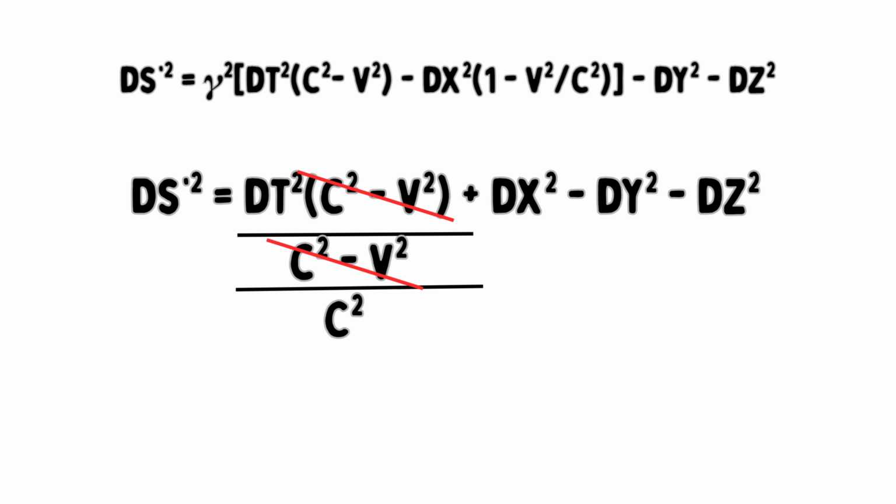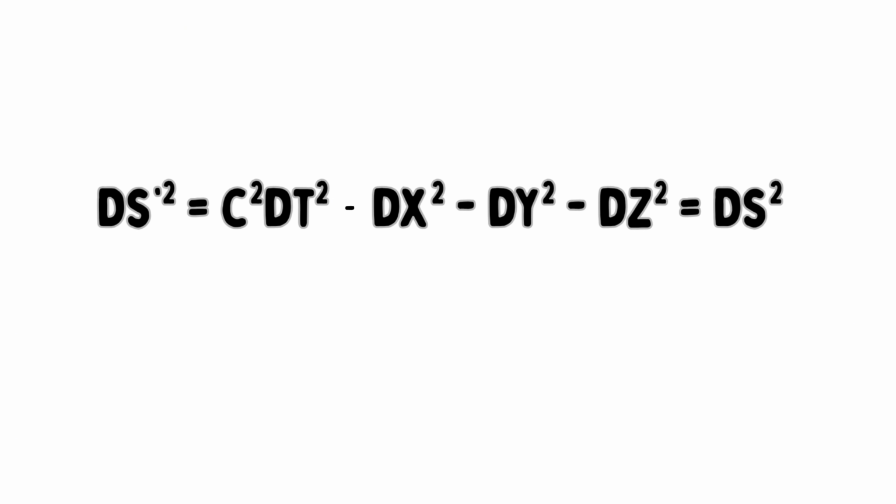Finally, if we take the 1 in the denominator and we just convert it to c squared over c squared, we get c squared minus v squared over c squared as a denominator, which means that the c squared minus v squared are cancelled, leaving c squared dt squared, and leaving the original ds squared of c squared dt squared minus dx squared minus dy squared minus dz squared, making the space-time interval invariant.